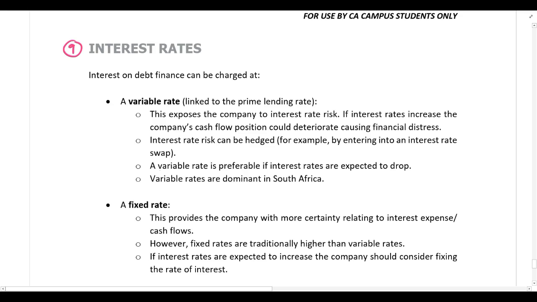Then under the heading interest rates, interest on debt finance can either be charged at a variable rate linked to the prime lending rate, for example, or at a fixed rate. Now, if interest is charged at a variable rate, that is going to expose the company to interest rate risk, because there's a risk that interest rates might increase. And if interest rates increase, obviously the company's interest expense will increase, and that could have a negative impact on their cash flow position. However, please note this risk can be hedged, so the company can hedge interest rate risk by entering into an interest rate swap agreement, for example.